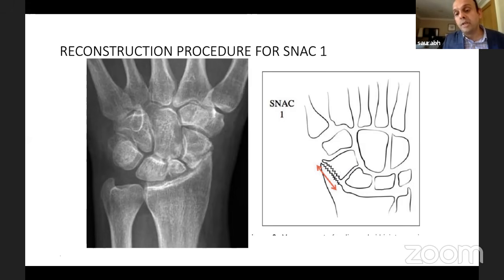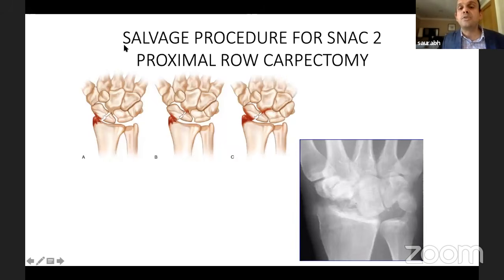And for non-union, you will do a non-union surgery. If it's a waist, you go from a volar approach, you put a graft like we showed, from the distal radius, and you put a screw. If it's a proximal pole, you can go from a dorsal approach, it doesn't matter. So SNAC 1, you can do a reconstruction. But the moment it goes to SNAC 2, you can't save your scaphoid. It's a salvage procedure.